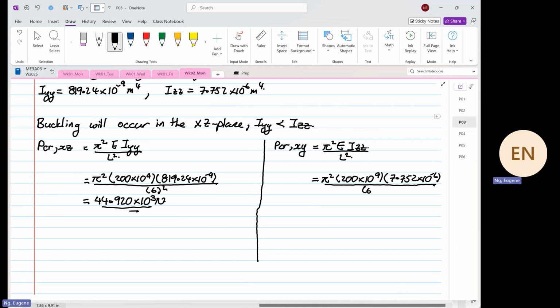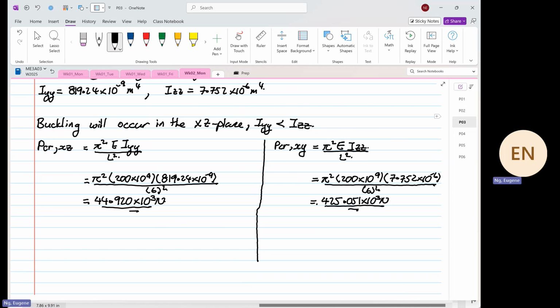And then your L squared is 6 squared. So shift by squared times by 200 power 9 times by 7.752 power minus 6 divided by 6 divided by 6. So it can withstand 425.051 times 10 to the power 3 Newton. About 10 times larger than in the exact plane.